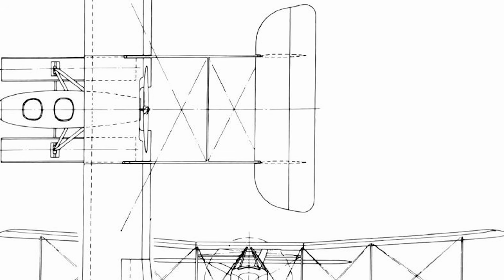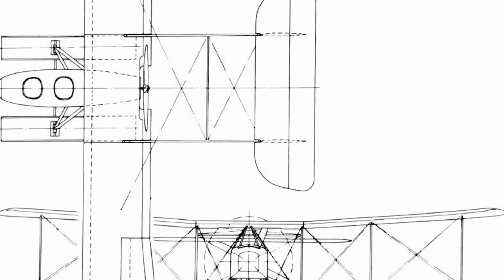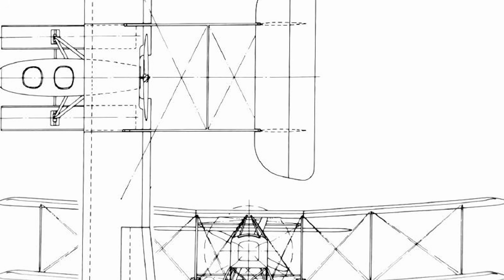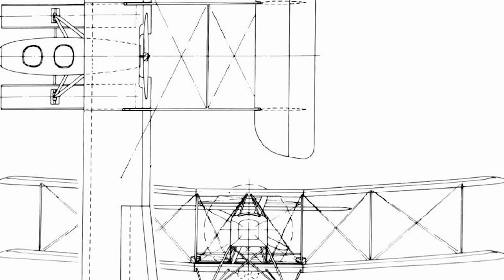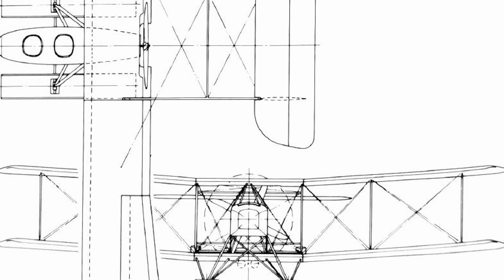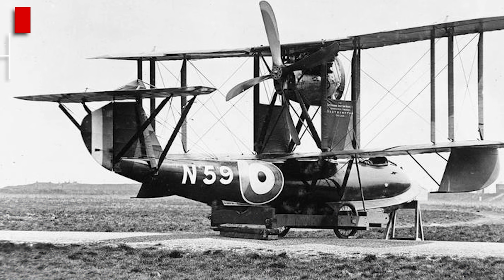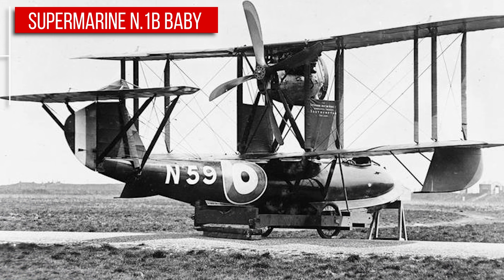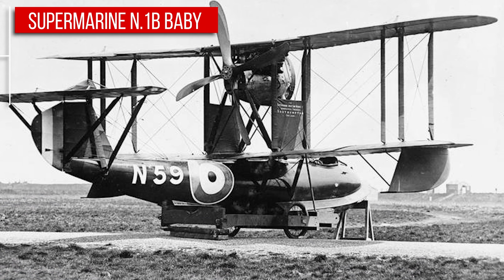Contracts were placed for the design to be built by Supermarine, Phoenix, and Schultz, but one by one these were all cancelled. Not only had the Navy realised that this replacement was totally unnecessary, but Supermarine were busy working on a far more promising project. Of all their early designs, the adorably named Supermarine N1B Baby is perhaps the most important.